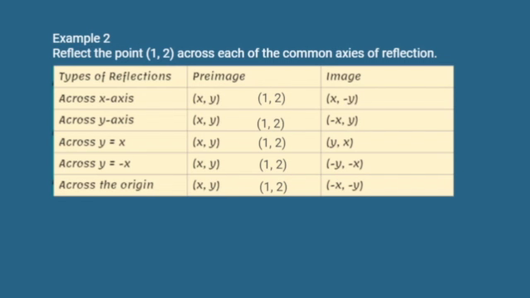Alright, in this example, what we want to do is take the point (1, 2) and reflect it across all the different common axes of reflection that we have. So for all 5, I'm going to use (1, 2) as the preimage. Now if I want to reflect it across the x-axis, the rule is that I'm going to keep the x the same and change the y to the opposite sign. So if my x is 1, then I'm going to have 1, comma. My y is 2, opposite of that is negative 2. So my image is (1, -2).